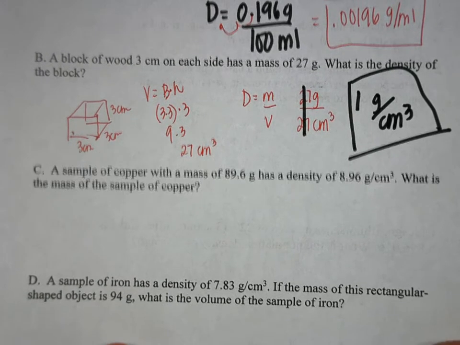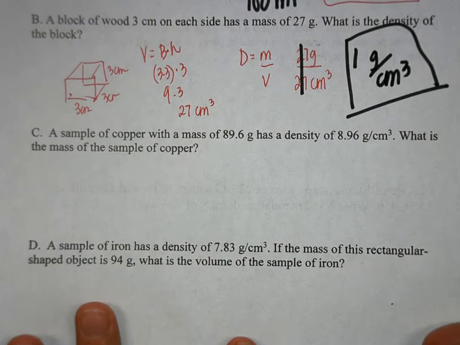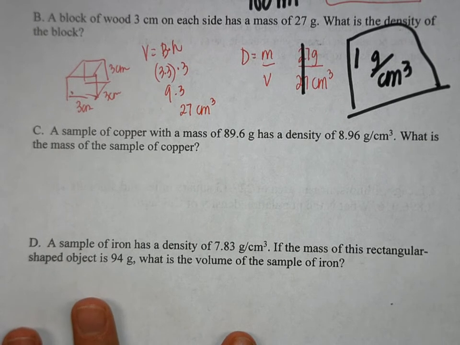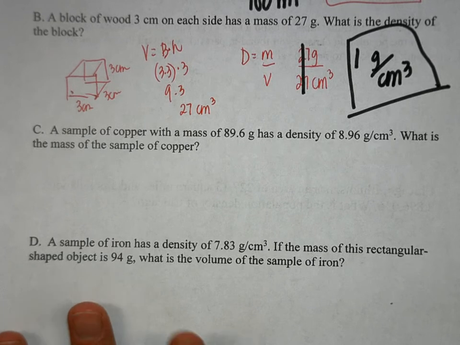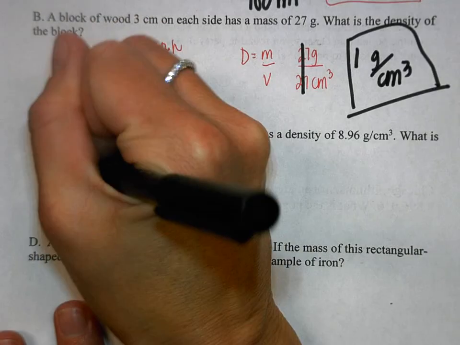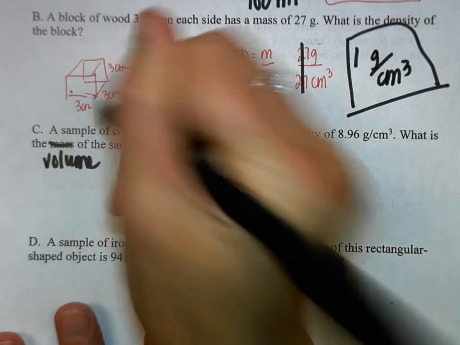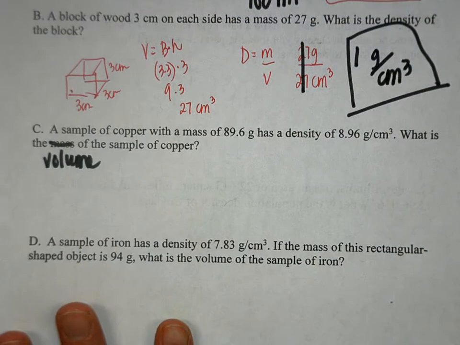All right. Okay, C. A sample of copper with a mass of 89.6 grams has a density of 8.96 grams per centimeters cubed. What is the, and this was supposed to say volume, of the sample of copper?